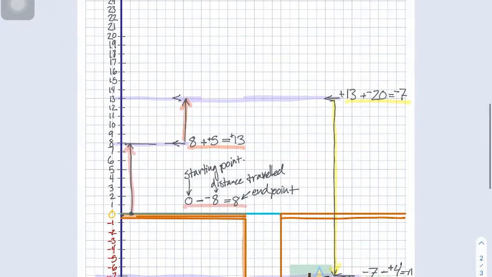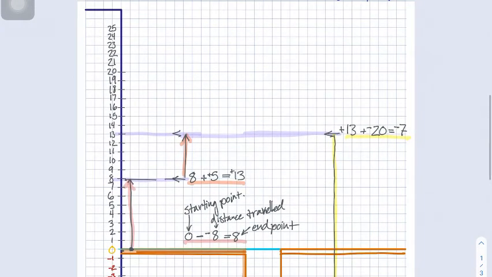Just so that we don't get lost on those, I'm going to rewrite those problems up here. Let's see, we're going to start with 0 minus negative 8 equals 8. That was the first one. And then 8 plus positive 5. That's our next one. That equaled 13.